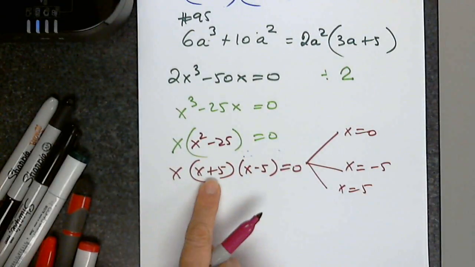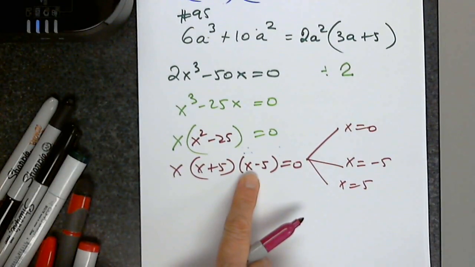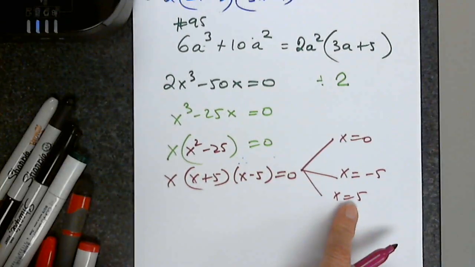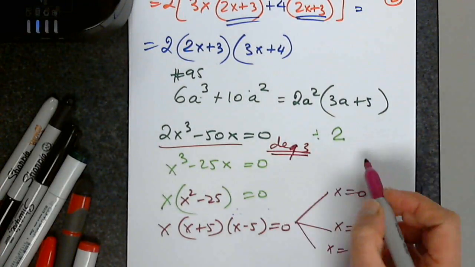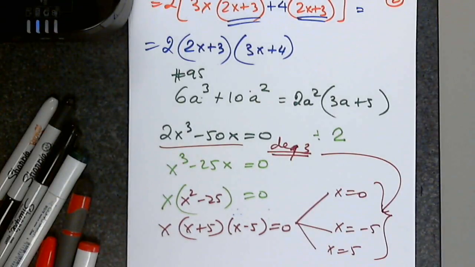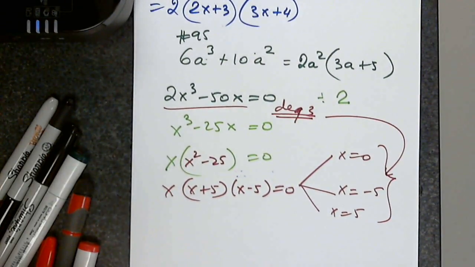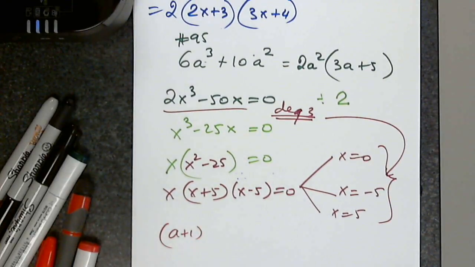0 from here, -5 from here, and 5 from here. Do we all agree with this? 3 solutions because the degree was 3. Degree 3 results in 3 solutions. Perfect. Next. Any questions for me?